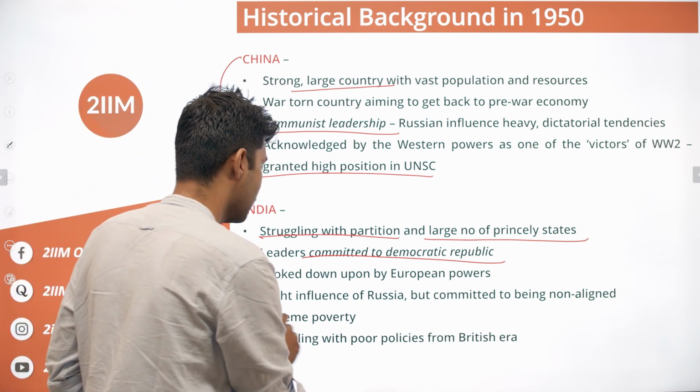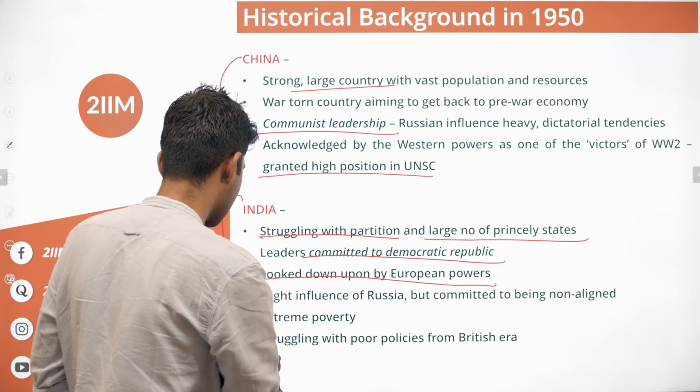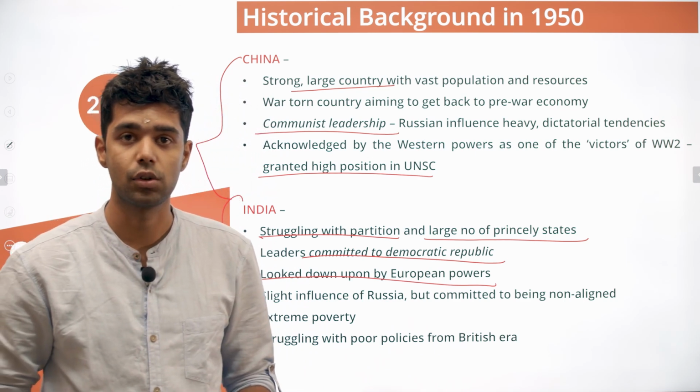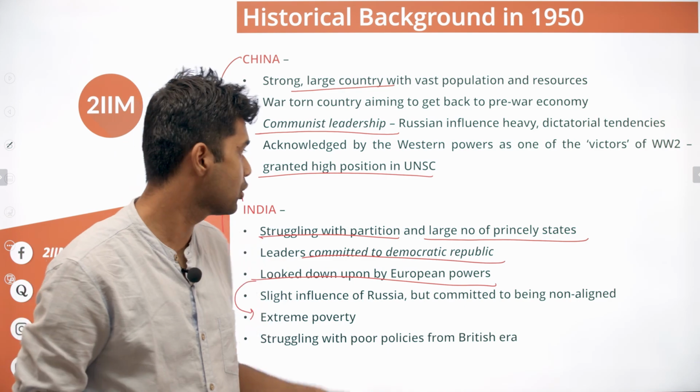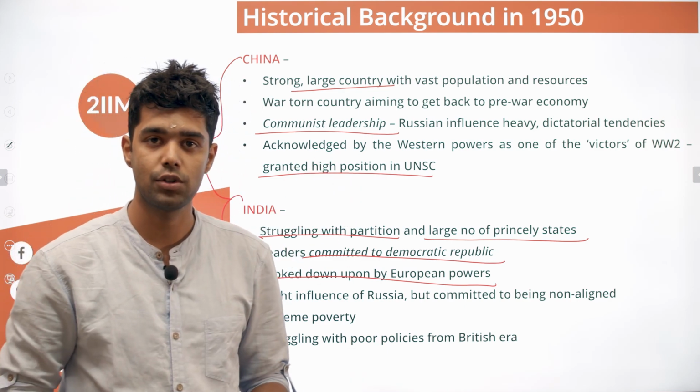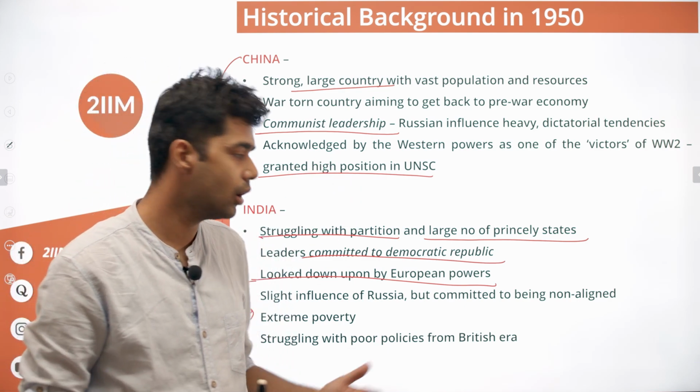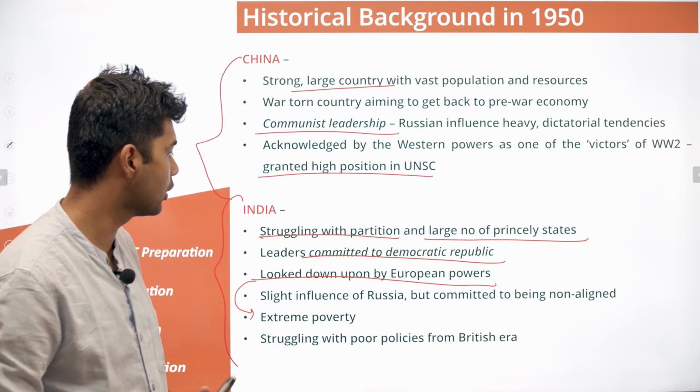India was looked down upon by European powers because of its extreme poverty. India was very poor, so it was looked down upon. It was not granted high position in UNSC like China was. China was considered to be very large and independent, but India was considered to be a colonial state even after its independence.